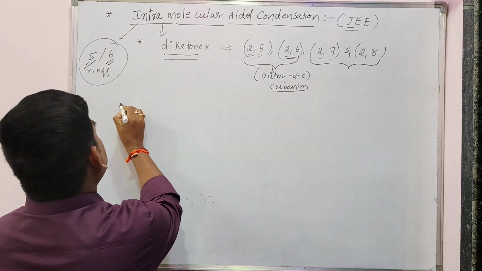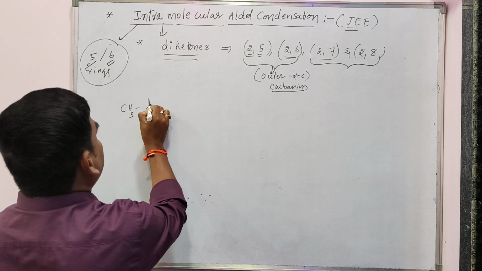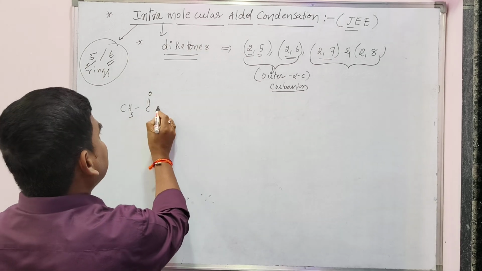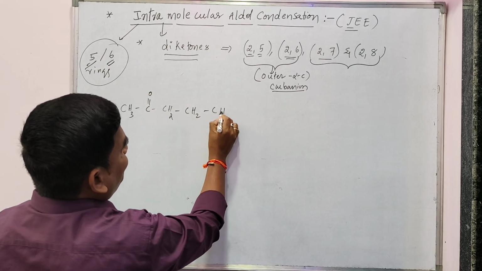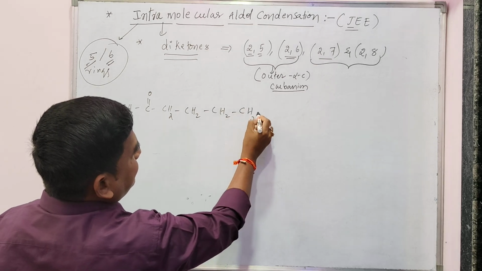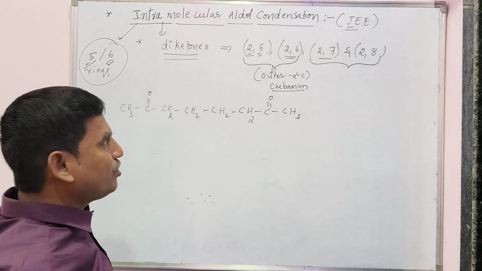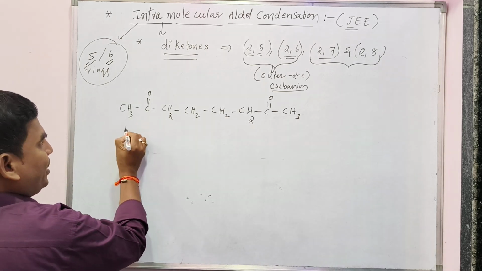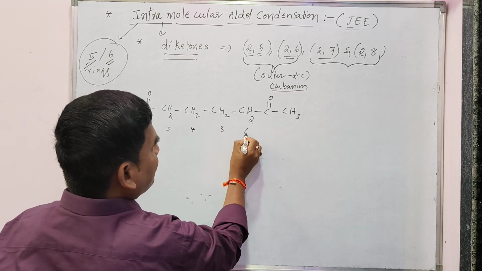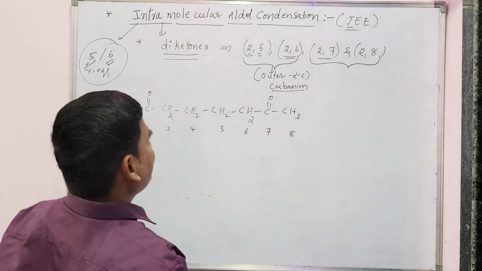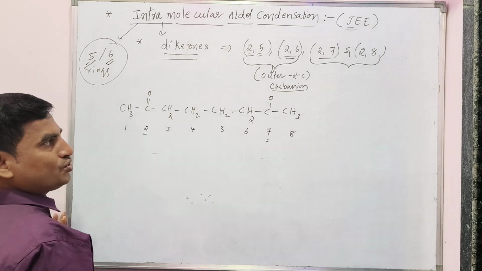I'm taking the 2,7. So 2,7 means CH3, C double bond O, 1, 2 is the second place, and it is the third, 4, 5, and 6, and it is the seventh. Now we have to go for that. What is the position of this one? One, two, third carbon, 4, 5, 6, 7, and 8. Now check the positions 2,7. So here it's 2,7.